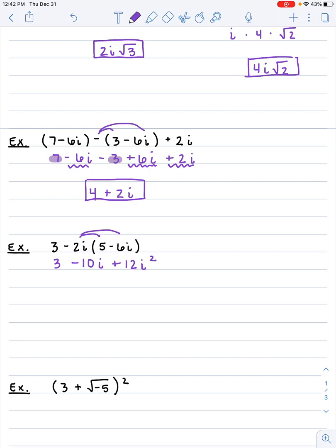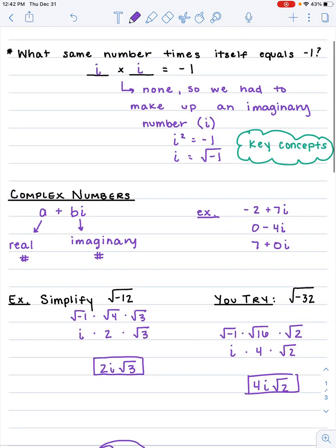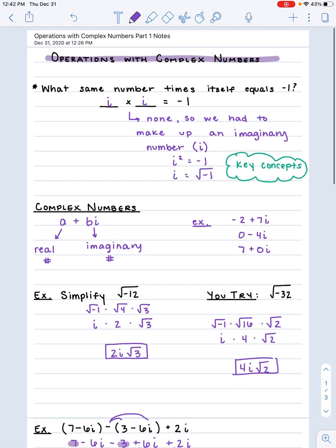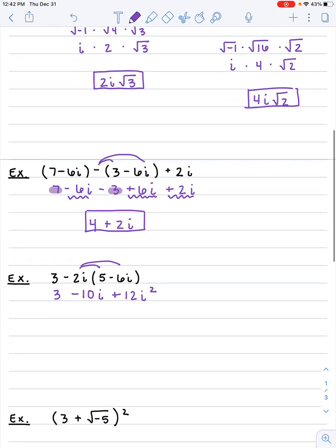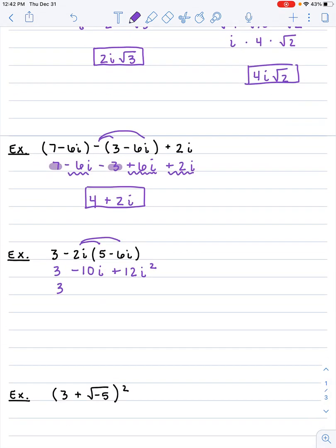So looking at this now, I have to combine some like terms. I don't see any like terms, so I have that 3, my real number. I have the negative 10i, but then I have a 12i squared. The i and the i squared aren't like terms here, but we do know what the value of i squared is. If you remember back at the beginning, our key concepts, we know that i squared is negative 1. So if I go back to my problem, I can rewrite this as 3 minus 10i plus 12, and I know that i squared is actually negative 1, which would make that value just negative 12. And now I can combine my terms.